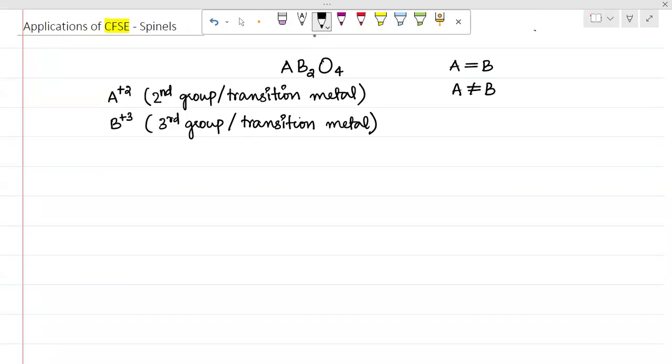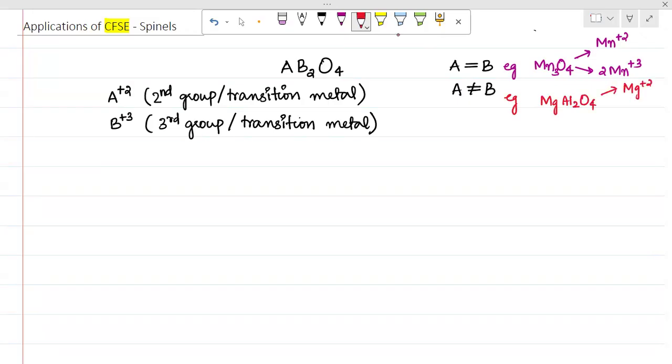Understand that this A and B can be the same, or they may not be the same. For example, let me take Mn3O4. You have one Mn in +2 and 2 Mn species in +3. This is a case where both A and B sites are the same. You can have cases where they are not the same as well. For example, MgAl2O4, where Mg is in +2 and there are 2 aluminium +3 ions. So they may be the same, they may not be the same.